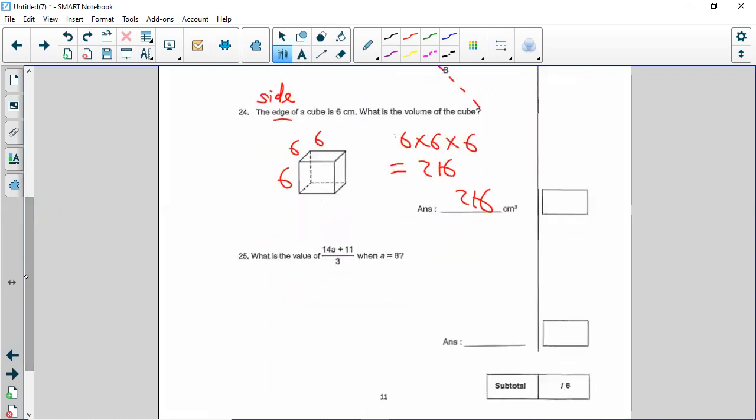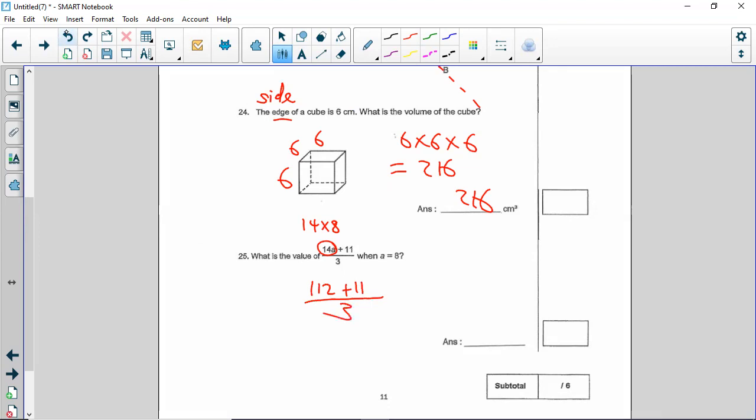All right, algebra. So what is the value of (14a + 11) over 3? Now, this is also very simple. a is equal to 8. So what is 14a? 14a means what? 14 times a. So you just replace the a with 8. So what is 14 times 8? Do your working. You will get (112 + 11) over 3.